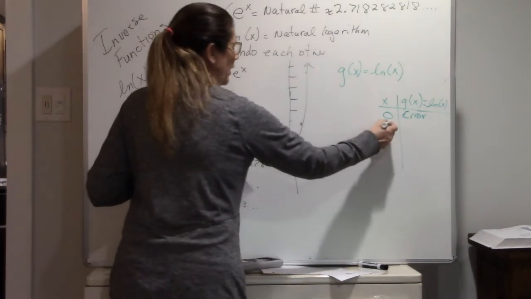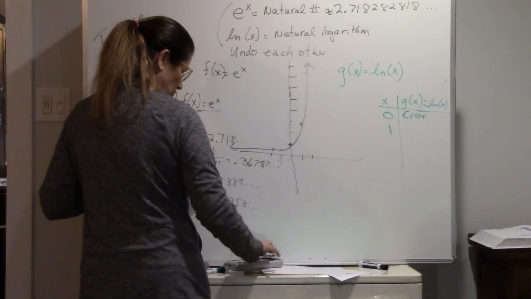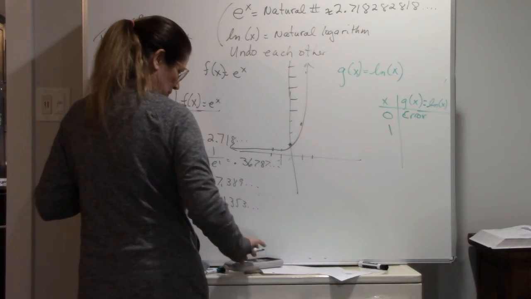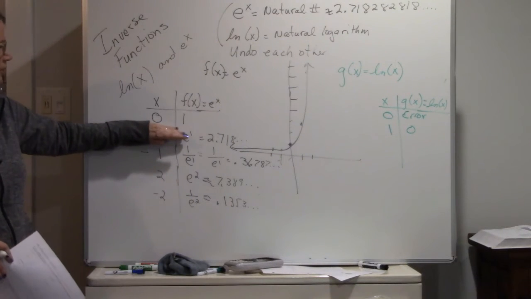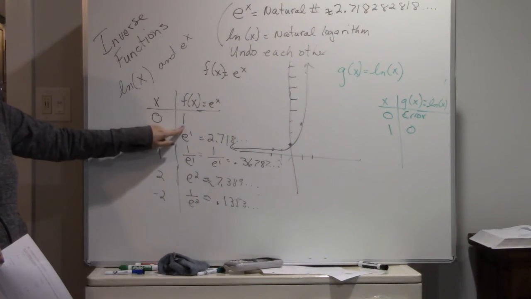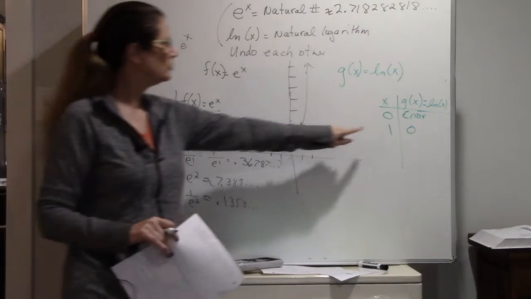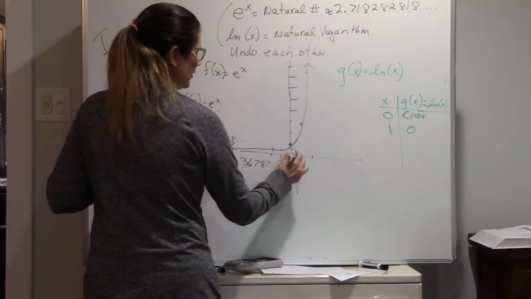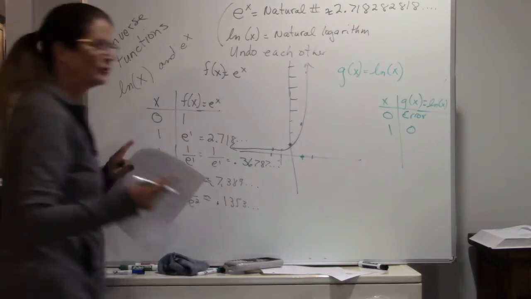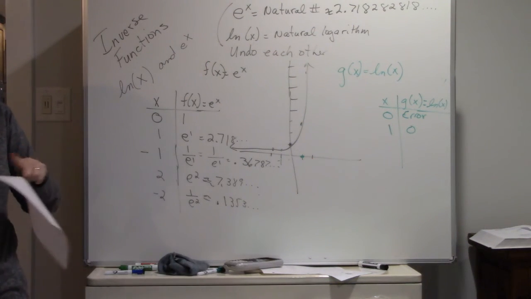When x is 1 and you do ln of 1, you're going to get 0. Well, remember over here, when we said x was 0, our y was 1. Now, when x is 1, our y is 0. So you can see that our numbers just flip-flop. They are inverse of each other.